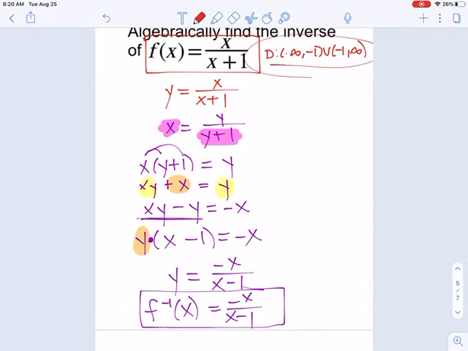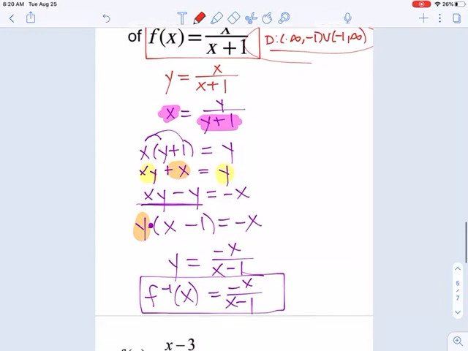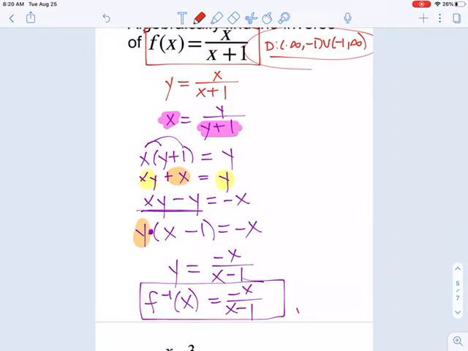Now let's take a moment and talk about the domain and range. So we know that our original had this domain up here, which means our inverse, that's going to become the range. If we look at the inverse, we see that x minus 1 is in our denominator. So we would need to exclude 1 from the domain because we don't want to divide by 0.